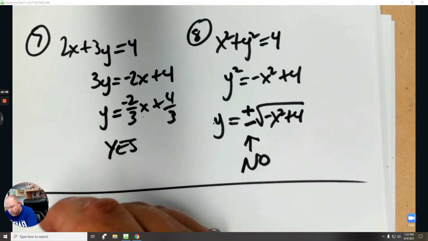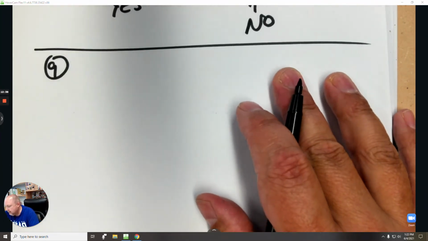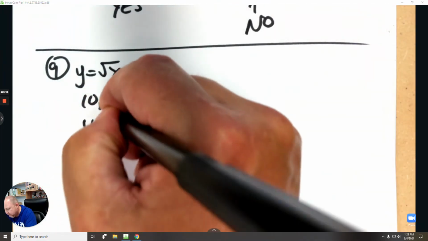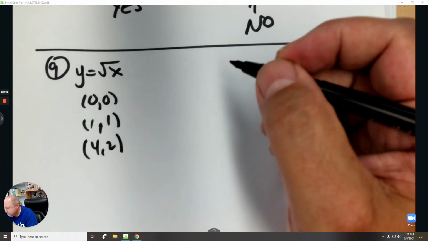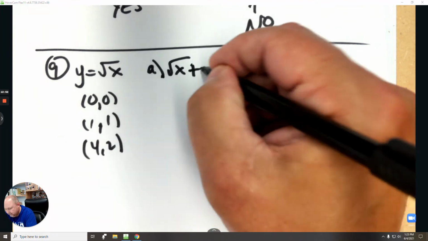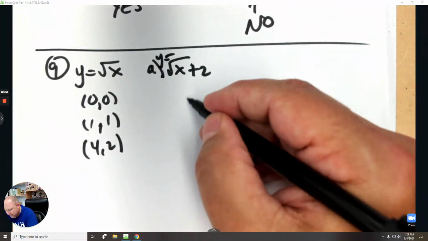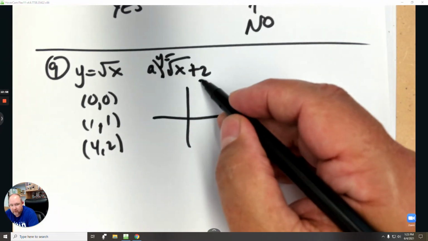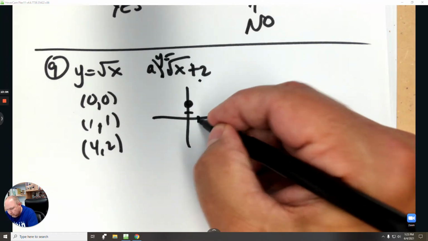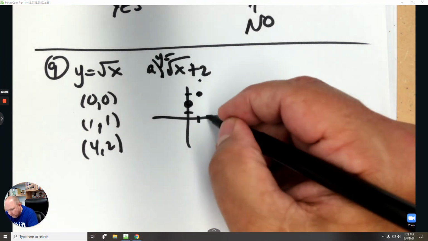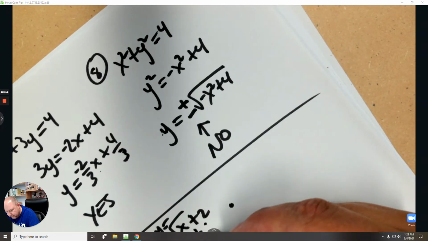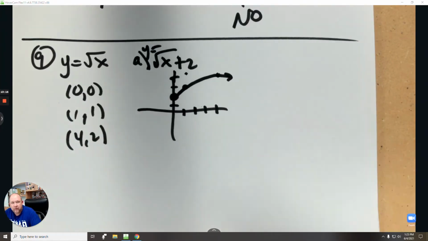Number 9. In question number 9, it says use the parent graph of y equals root x. That's 0, 0, 1, 1. And the square root of 4 is 2. And it says graph the following. So if I want to graph a, y equals the square root of x plus 2. So I know that this just takes the graph and the y values are going up 2. So it's going to go 0, 2. It's going to go 1, 3. And 4, 5. So everything just got shifted up 2, and that was the graph.